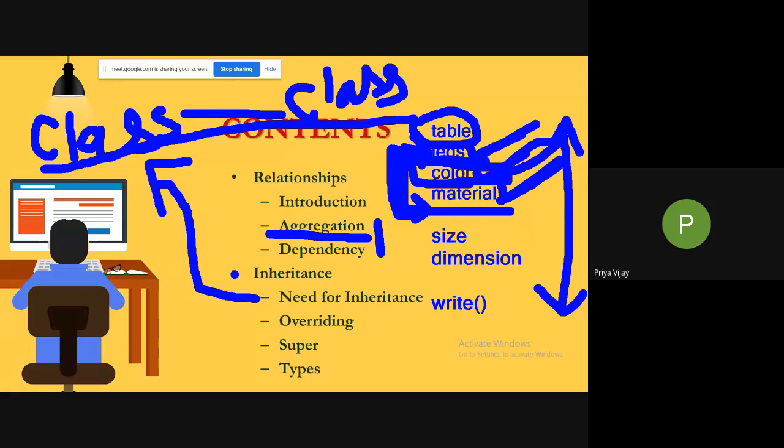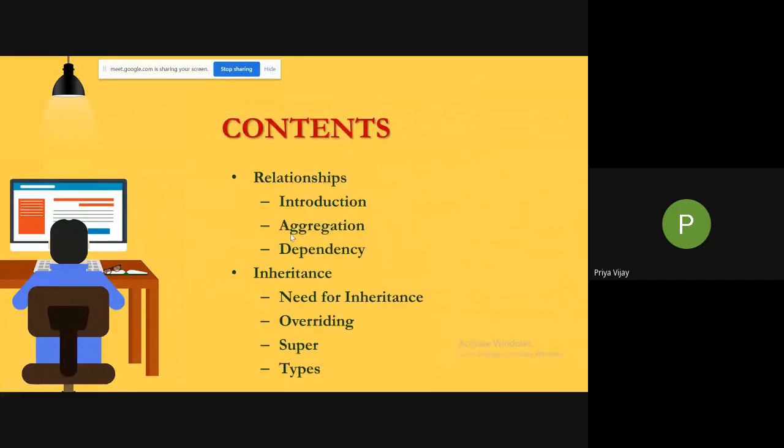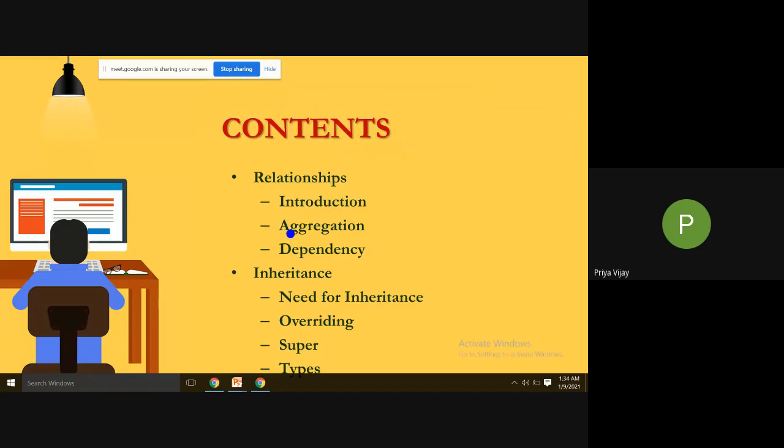So how to design? If I am giving you a passage like this: a table which has 4 legs, made of wood, used to write. If this is the passage, how will I identify an attribute and a method?